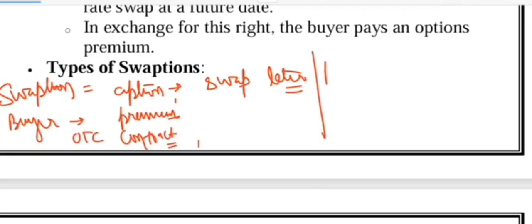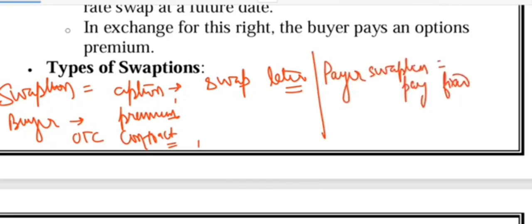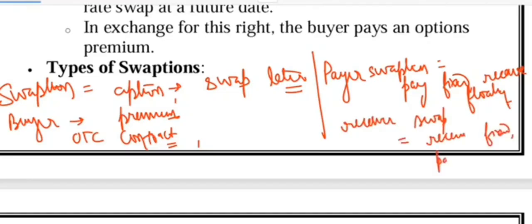And I told you two types of swaption. Payer swaption means you pay fixed and you receive floating. The second kind of swaption is the receiver swaption, which means you receive fixed and pay floating.